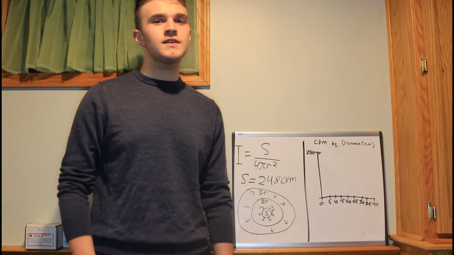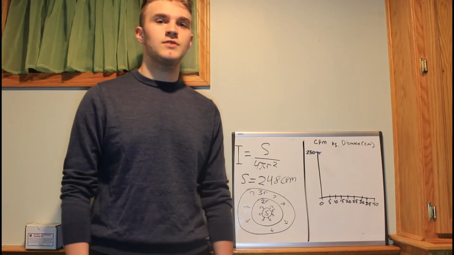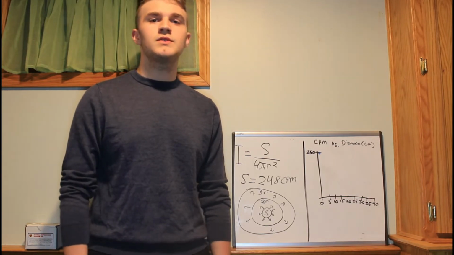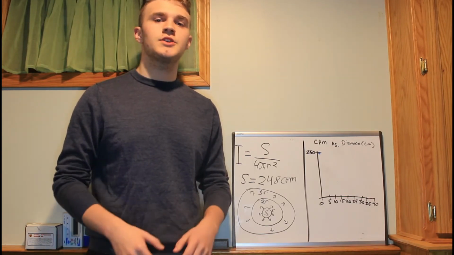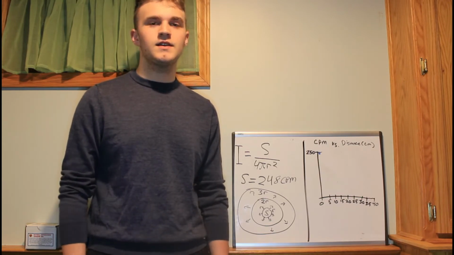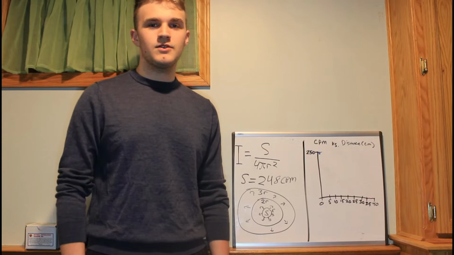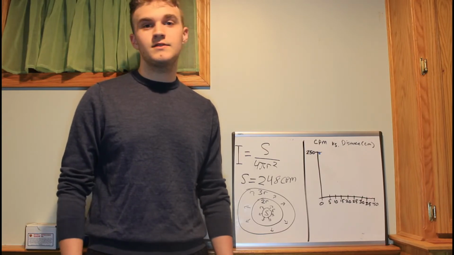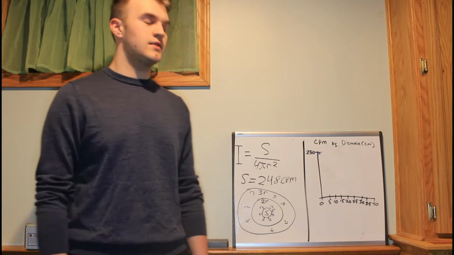First things first, we have to understand how radiation sources work. Any source is going to emit radiation in all directions equally. Omnidirectionally is another way to say it. So, we can think of that a little bit like the area of a sphere. And in fact, we're going to use that in our formula here.